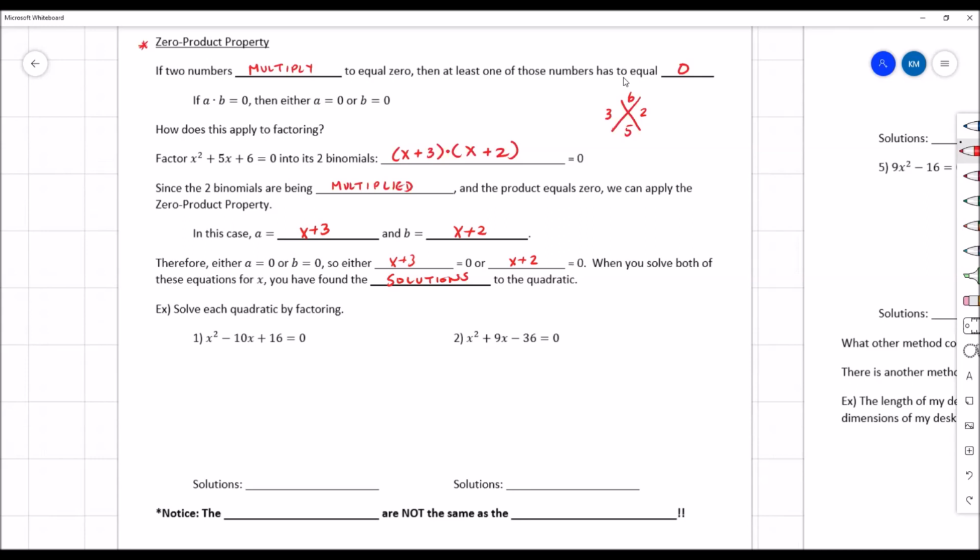Solving that shouldn't be too bad at all. Maybe x plus 3 equals 0. What would that be? X equals negative 3. What if x plus 2 equals 0? Solve that. X equals negative 2. Okay, those are our solutions. So let's do that with a couple of problems here.